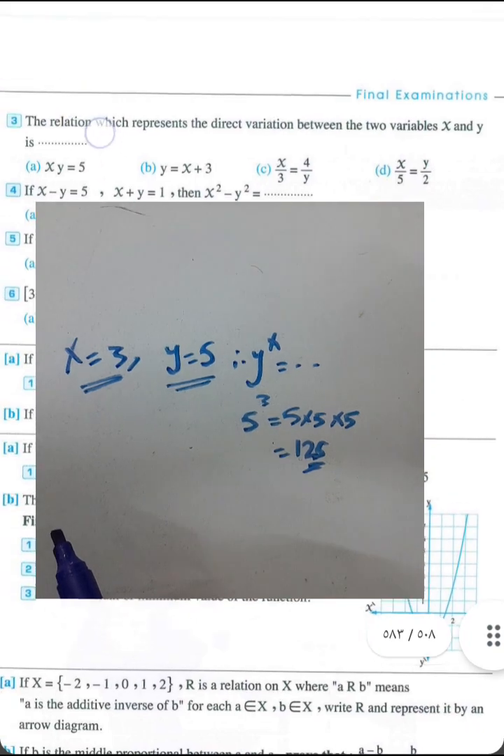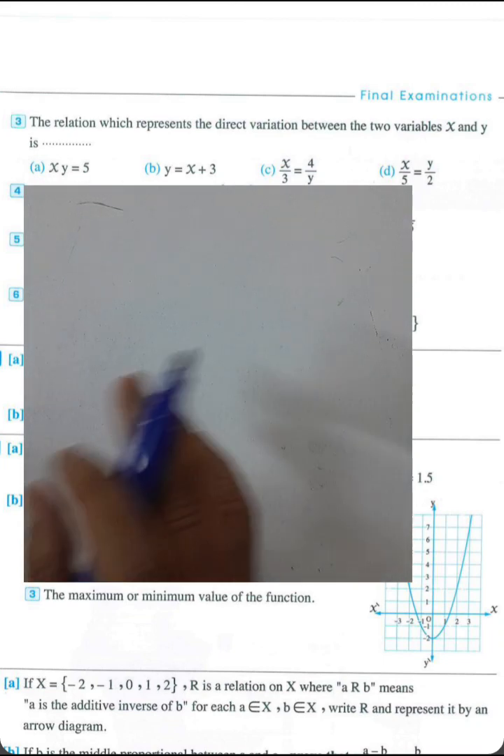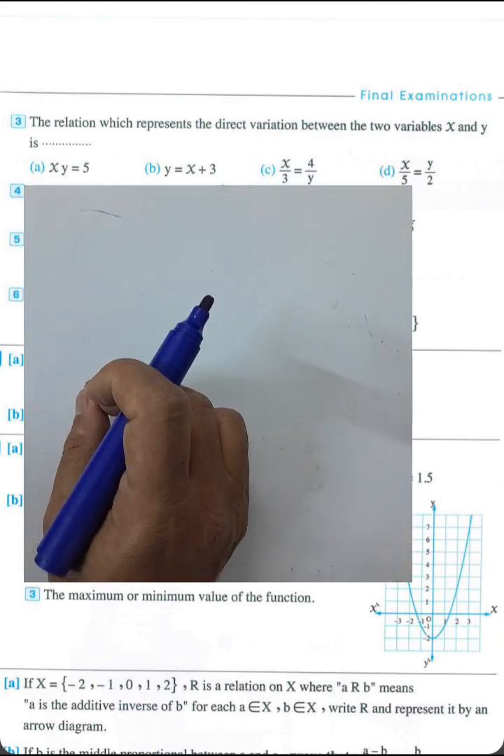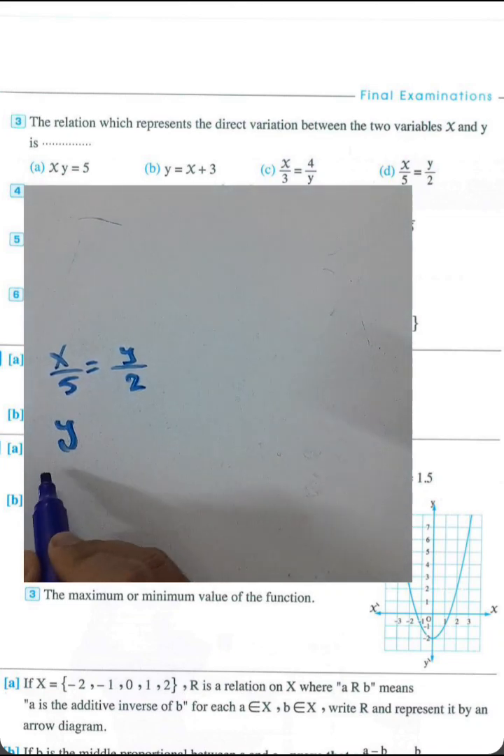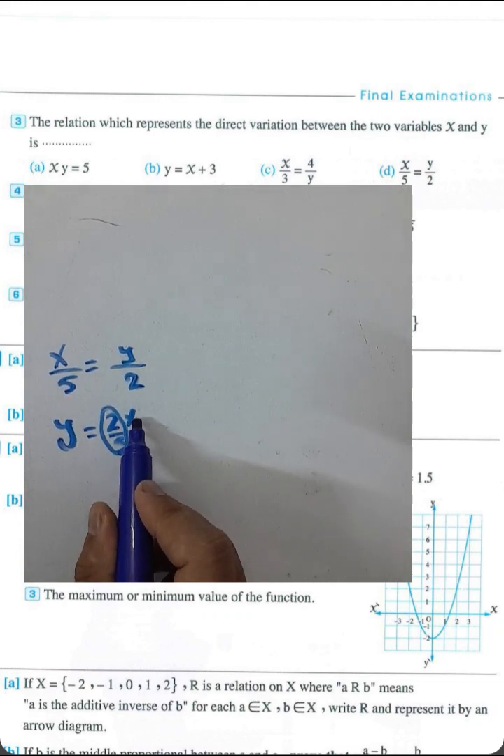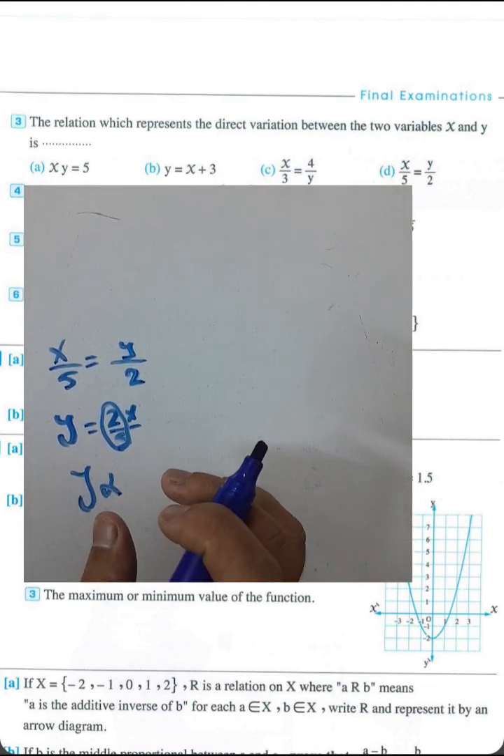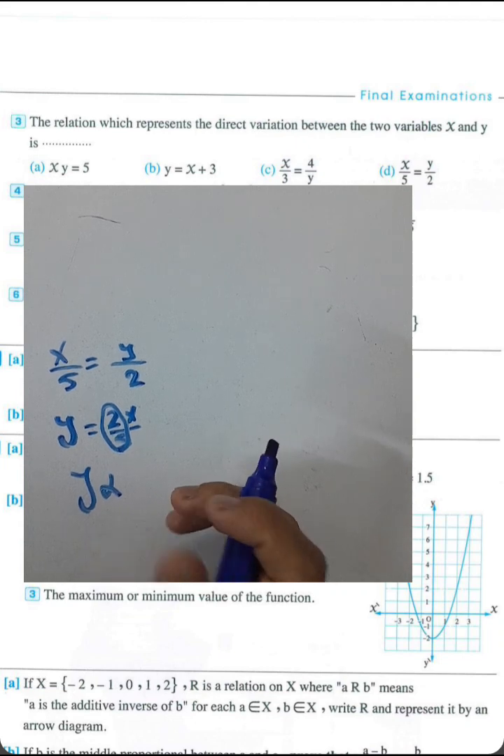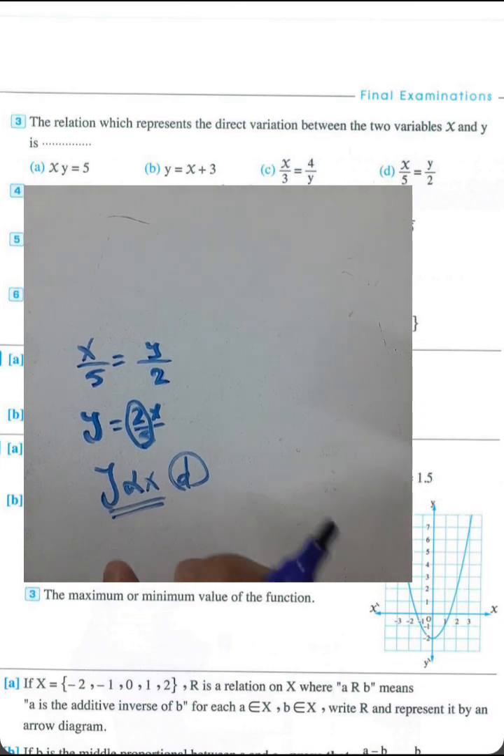Number 3. The relation which represents a direct relation between two variables x and y. Choose letter D, because x over 5 equals y over 2. We can write y equals 2x over 5, which is 2 over 5 multiplied by x, a constant. We can cancel them and write this as a direct variation. But if he asked about inverse variation, you must choose letter C. In this example you must choose letter D because you want to find direct variation.